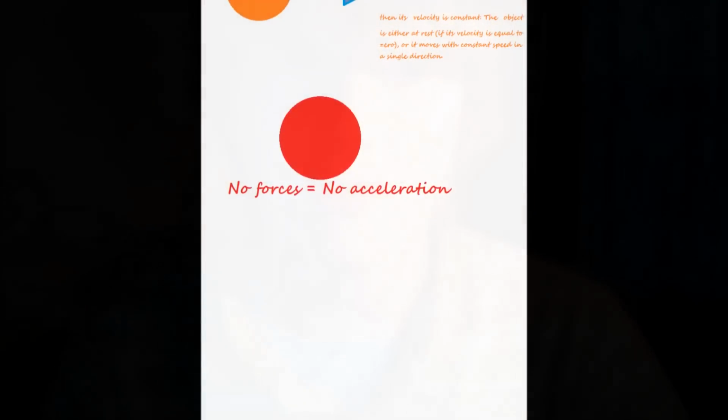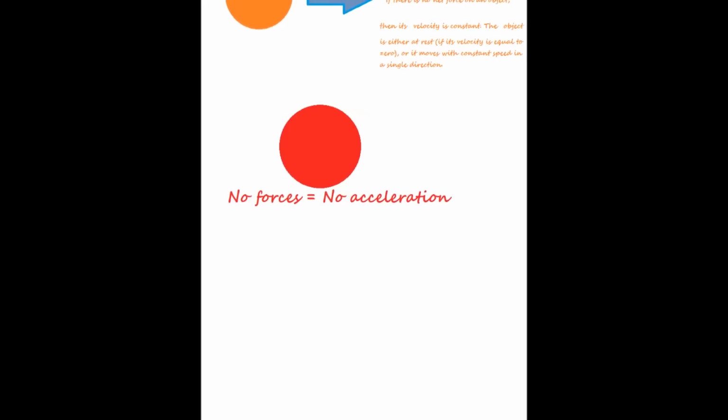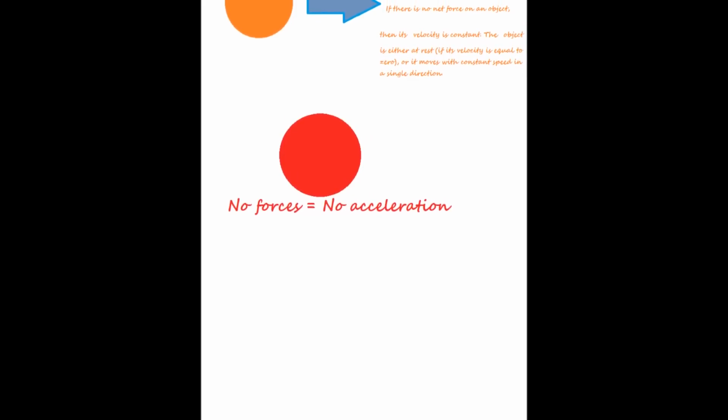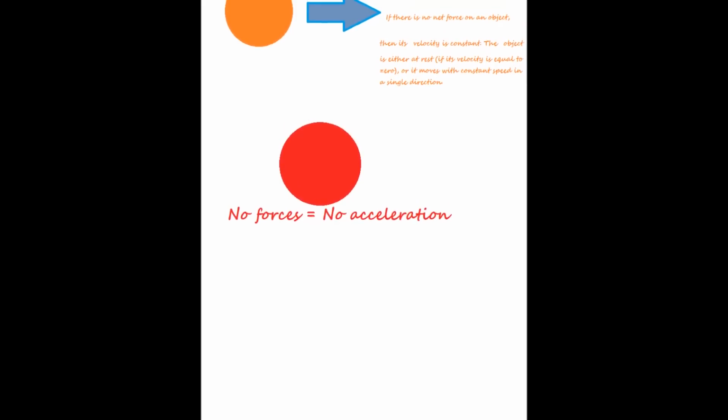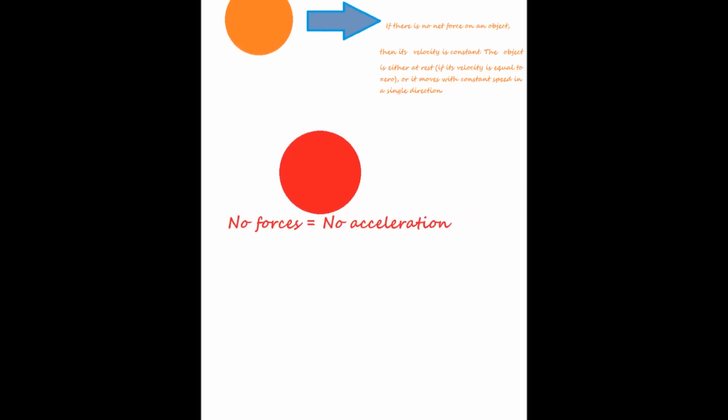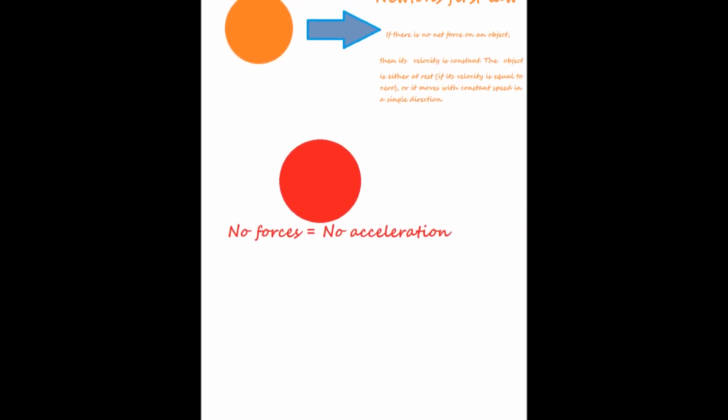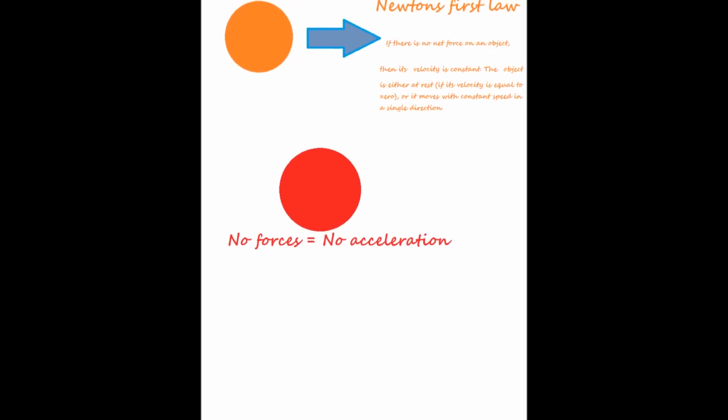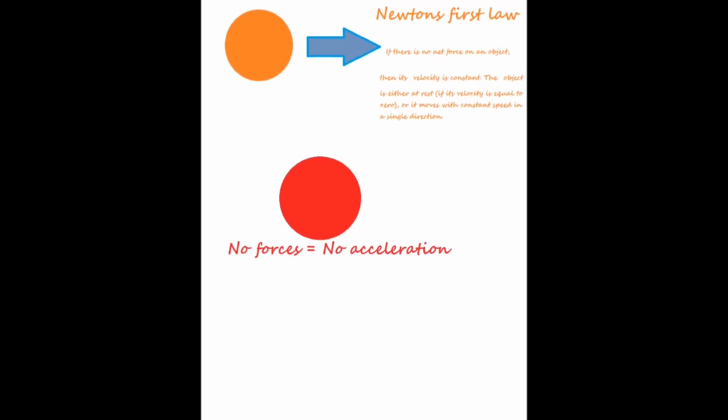So the first thing we're going to talk about is Newton's laws of motion. If there is no net force on an object, then its velocity is constant. The object is either at rest or it moves at a constant speed in a single direction. That is Newton's first law.